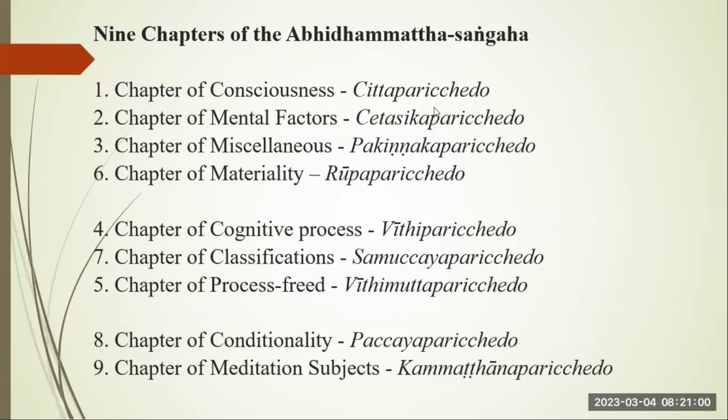Then we move into the 9 chapters of the Abhidhammattha-saṅgaha. You can see here, I have changed the order. There are 9 chapters. Chapter 1, chapter of consciousness, in Pali, Chitta Paricheda. Chapter 2, chapter of mental factors, Cetasika Paricheda.